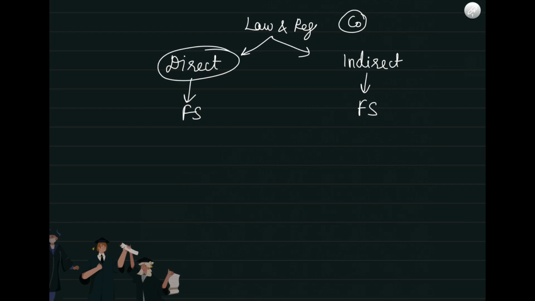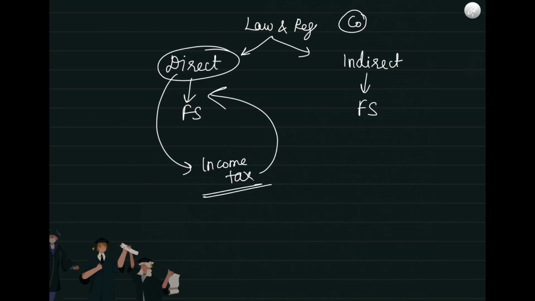Now, what are the examples of these direct laws and regulations? Suppose your income tax. Like you calculate your income and the tax you pay and everything is going to have a direct impact on your FS. If you comply with these laws and regulations, or if you don't comply with them, everything is going to have a direct impact on your FS.